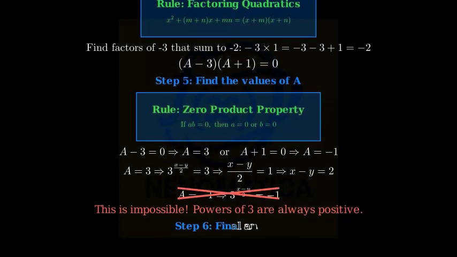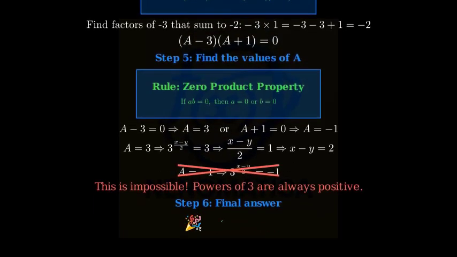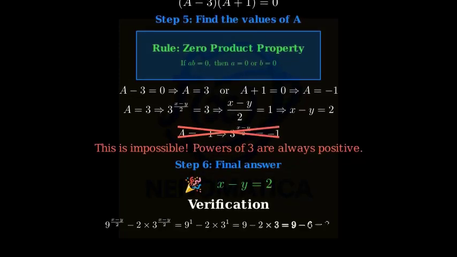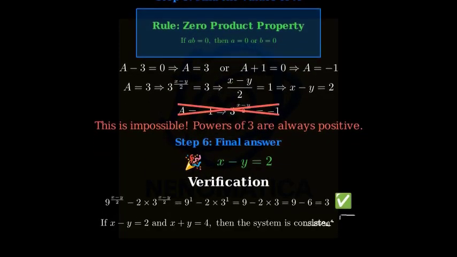Let's verify this answer by checking if it satisfies our original system of equations. If x minus y equals 2, then, for the first equation, 9 raised to the power of 1 minus 2 times 3 raised to the power of 1 equals 3. That simplifies to 9 minus 2 times 3 equals 3, which is 9 minus 6 equals 3. This is true. For the second equation, we know that x plus y equals 4 and x minus y equals 2. These values are consistent with each other.